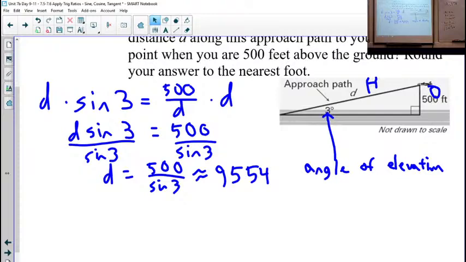On this calculator, you need to put the number first and then put sine. Okay. So 500 divided by, and I want sine of 3, so I'm going to put 3, and then I'm going to put sine, equals. Okay. Any other calculator trouble?